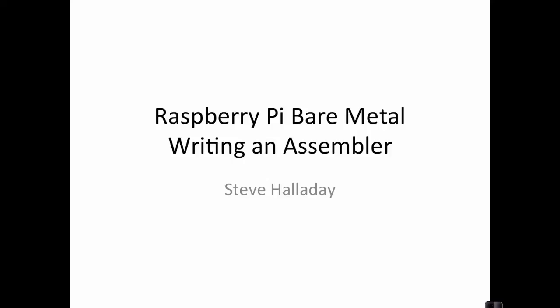You may recall in the previous video we wrote a small program that was a loop to blink the LED on the Raspberry Pi. We did this by encoding machine instructions in hexadecimal and then putting them into a hex editor. We found that that was a pretty painful way to program, and so what we're going to do in this video is build a small assembler.